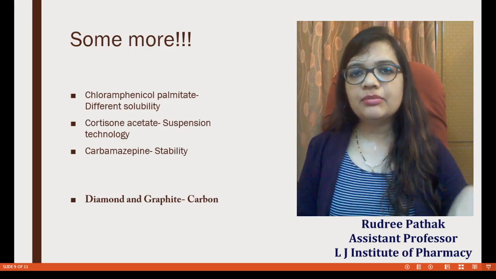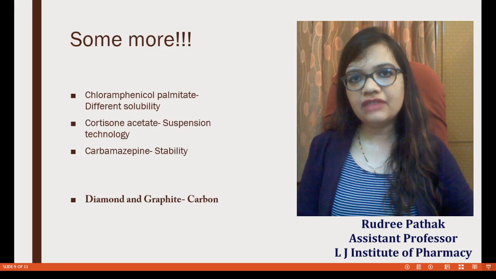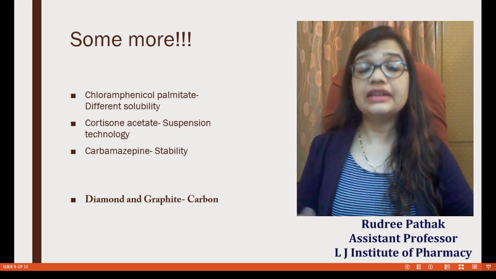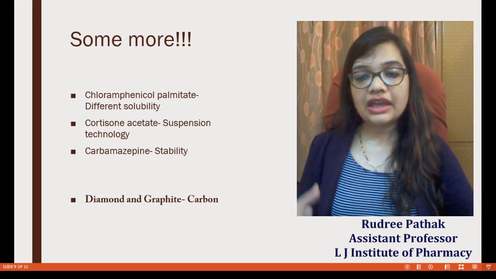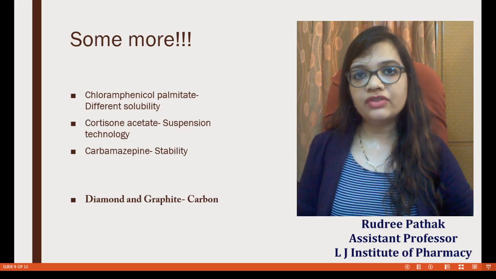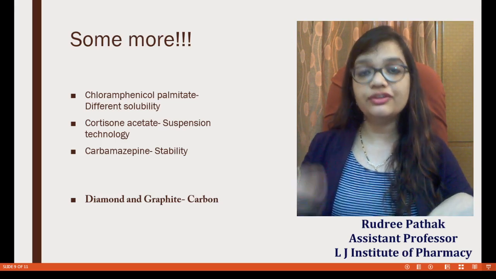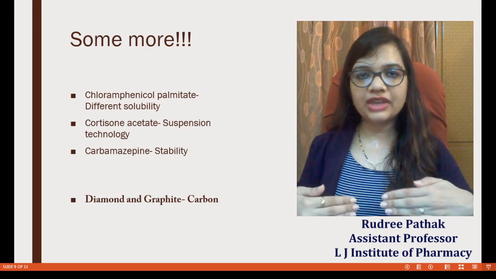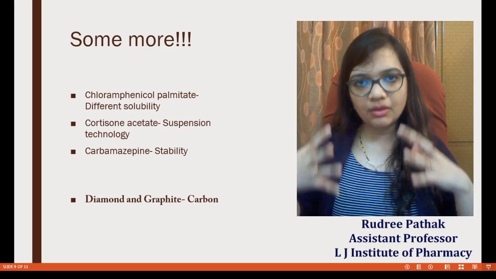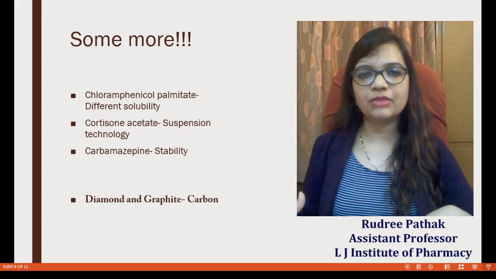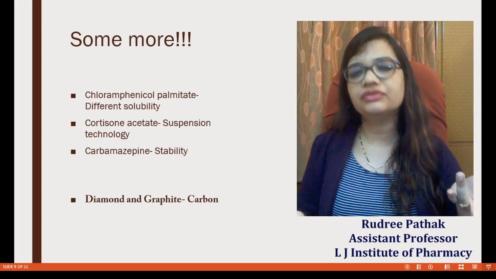The next example is carbamazepine. It is a very well-known antiepileptic. Okay, and all the polymorphs of carbamazepine show different stability when stored, or different shelf lives. So out of them, the one which shows the maximum stability, the most stable one, is selected for preparation of dosage forms.